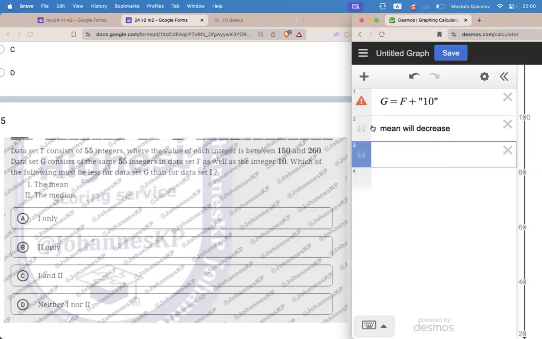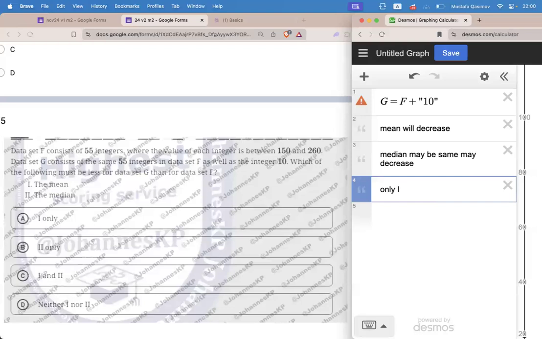Here we don't have any information about these integers. They can be the same, they can be different from each other, right? All of them can be 200, for example. That's why median may be the same and maybe may decrease. So that's why, because it's a must, answer is only one.